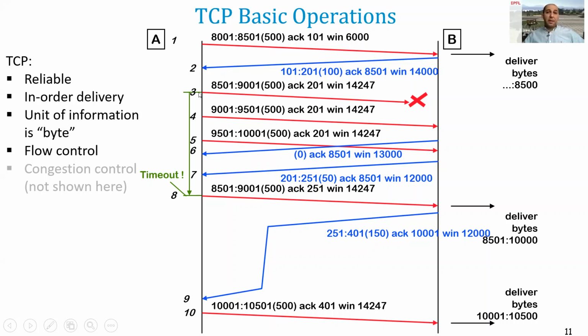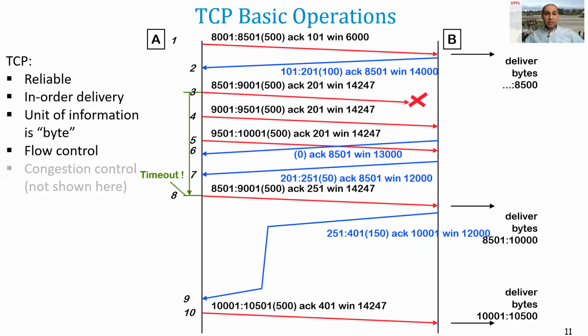Now, at A's side, whenever A sends a packet, it sets a timer. If no acknowledgement for this packet arrives before the expiry of this timer, A will retransmit this packet. And this is the case here. So we have a timeout. Now for A, the packet is lost, and it's time to retransmit this packet to B.